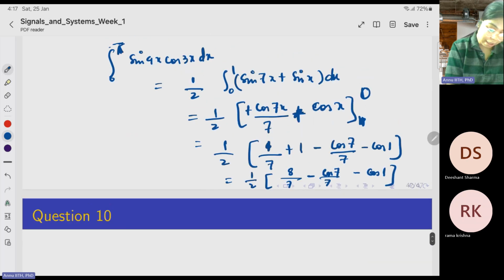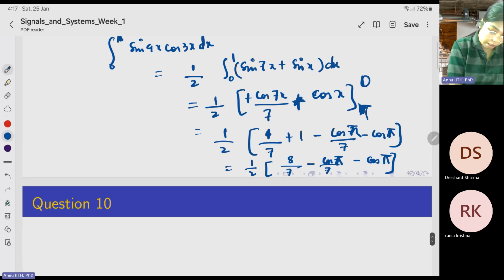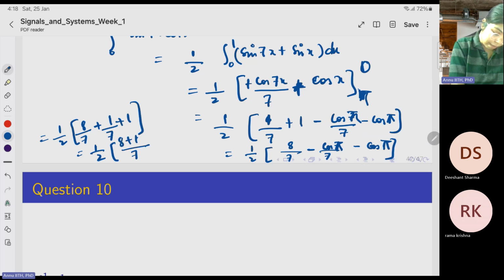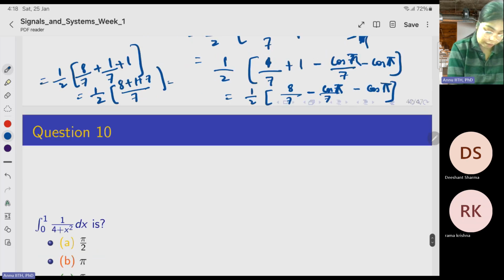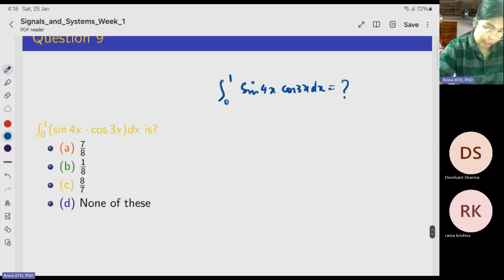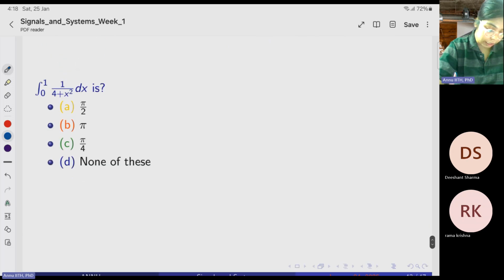If it is pi, then definitely cos pi is minus 1. So this is nothing but 1 by 2 times 8 by 7 plus 1 by 7 plus 1. So this we can solve easily, 7, 8 plus 1 plus 7, and we can solve it further. That's not a problem. So integration we know. Now moving to the next question.